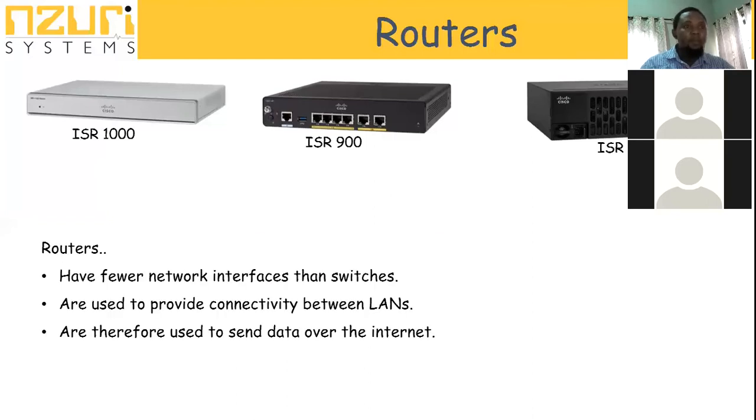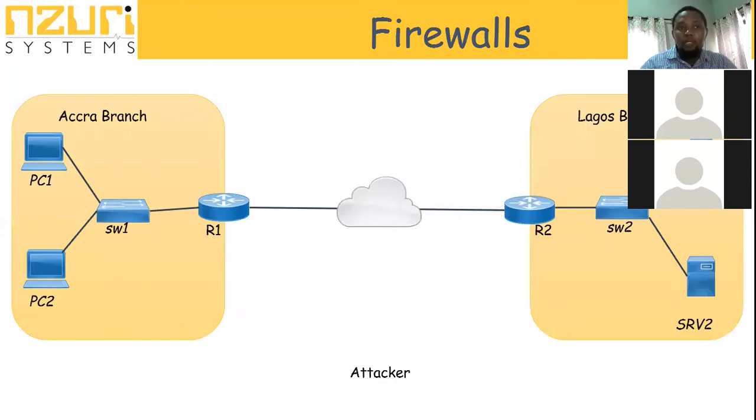Let's look at some main characteristics of our routers. They have fewer network interfaces than our switches, and they are used to provide connectivity between LANs. So the moment you have one network in one building and another in another building, and you're thinking of how to connect them, the only thing that should come to mind is routers. And they are used to send data over the internet. Anytime I want to go out to the internet, I know my switch can't connect directly. I would need to introduce a router into that particular network topology.